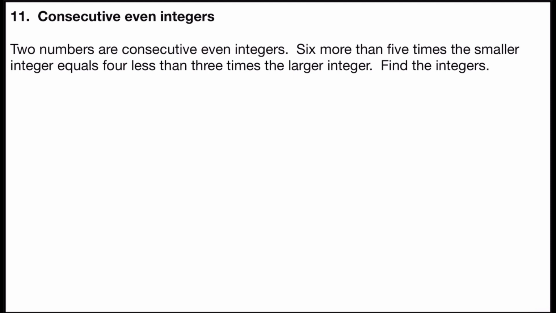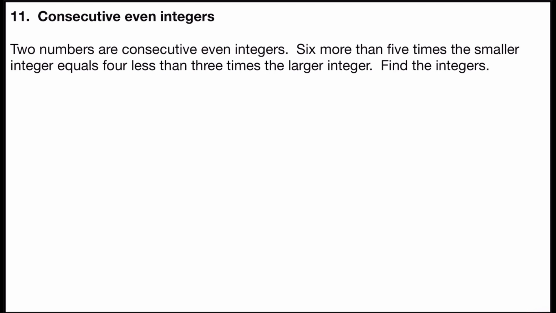Problem number 11 is consecutive even integers. It says two numbers are consecutive even integers. 6 more than 5 times the smaller integer equals 4 less than 3 times the larger integer. Find the integers. Well, all even numbers are 2 spaces apart on the number line.